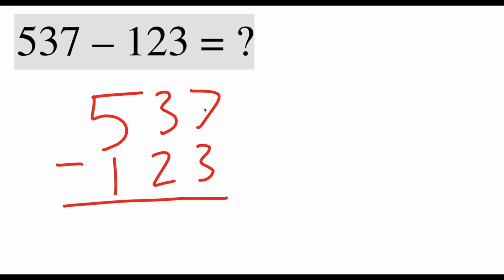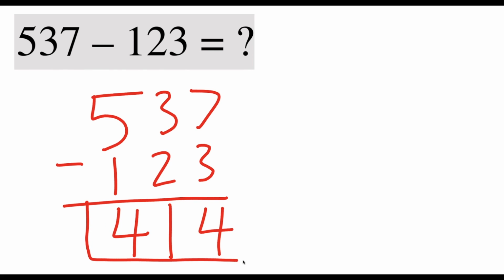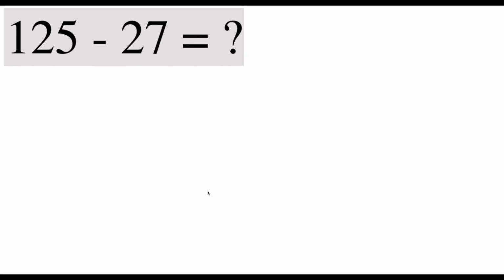So we have 7 minus 3, and we know 7 minus 3 is positive 4. Now we have 3 minus 2, and 3 minus 2 is a positive 1. And finally, 5 minus 1 is a 4. So 537 minus 123 would give us 414. And this is our last problem, 125 minus 27.